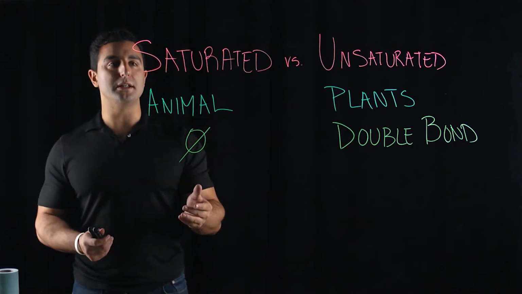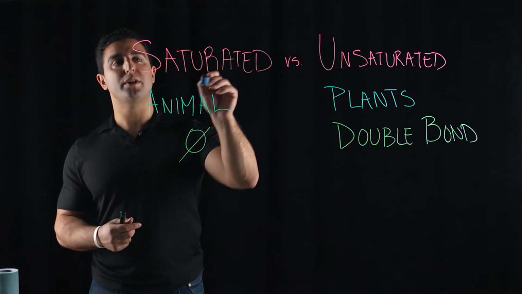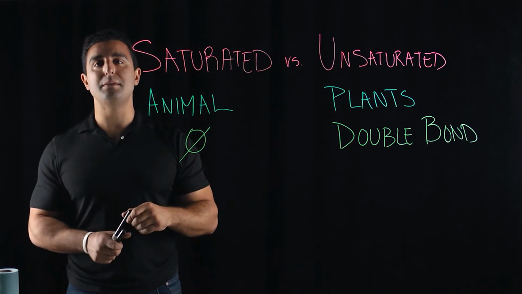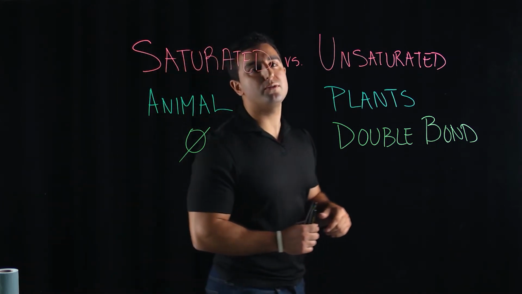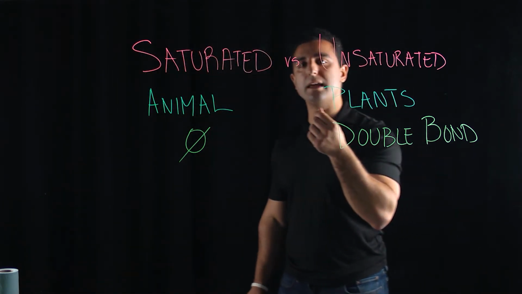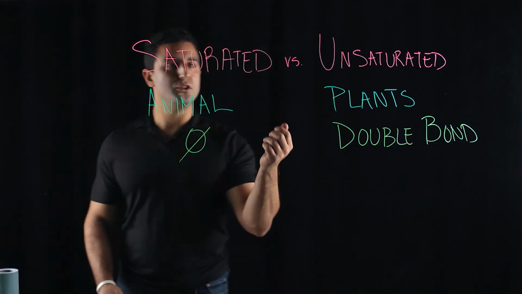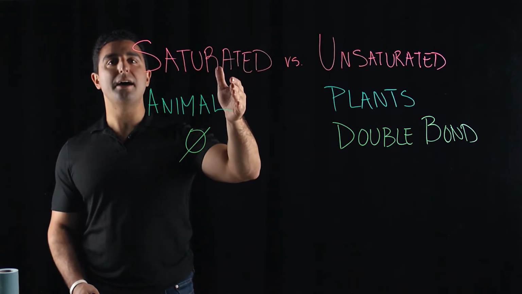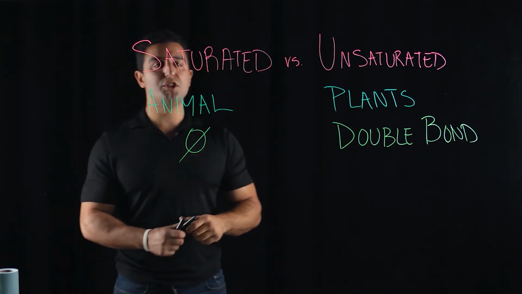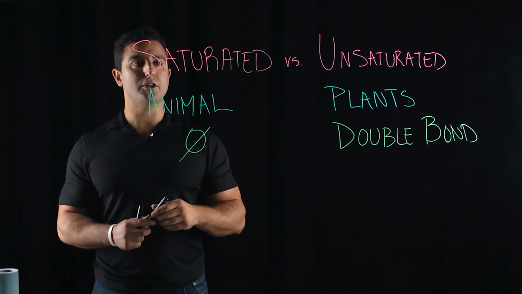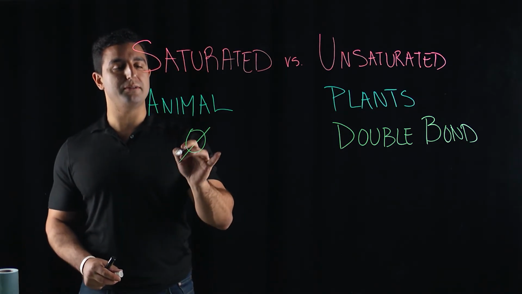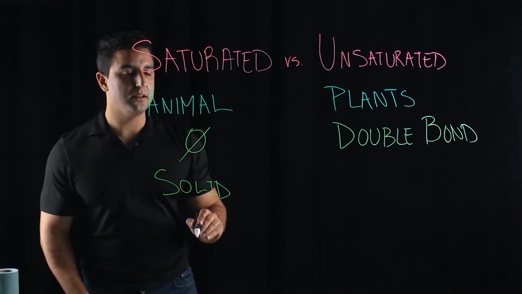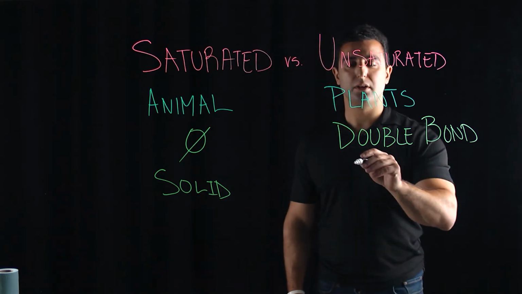The melting point for the saturated fat is higher than the unsaturated fat. Okay, what does that mean? Melting point is the amount of temperature required for changing the substance from a what? A solid to a liquid. Melting point is solid to a liquid. Saturated fats have a higher melting point, which means that at room temperature, saturated fats are solid. Vice versa, unsaturated fats are liquid.